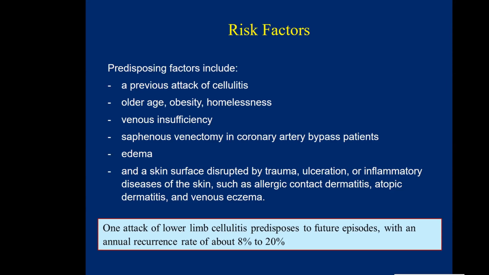And the one essential thing besides all these risk factors is that you need a disruption of the skin. You need anything, either trauma, an ulcer, an inflammatory disease, mycosis, like tinea, for the bacteria to go in the skin and cause the inflammatory process. So a first attack of cellulitis can predispose you to a next one in up to 20% of cases. So it's important to ask the patients if they had previous attacks of cellulitis.